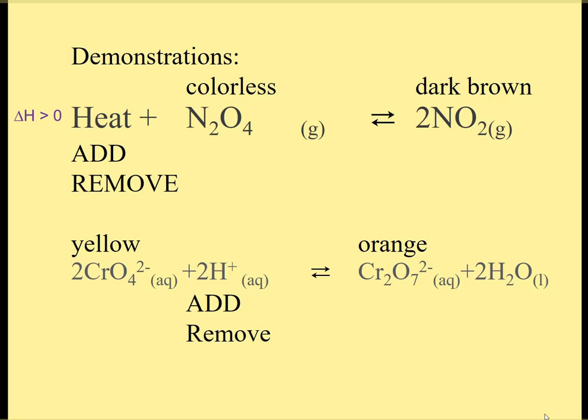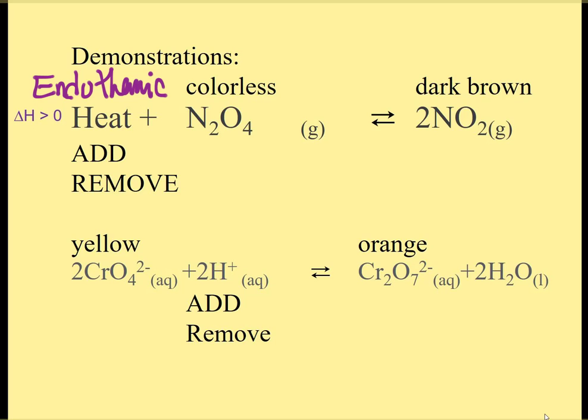These are some demonstrations that we will do in class. I will try to link some YouTube videos after this. But we have colorless versus dark brown gas at equilibrium. So it's just a brownish color. And I have heat on the reactant side. So this means this is an endothermic reaction. My delta H would be positive, so it would be bigger than 0. And heat is just one of the reactants.